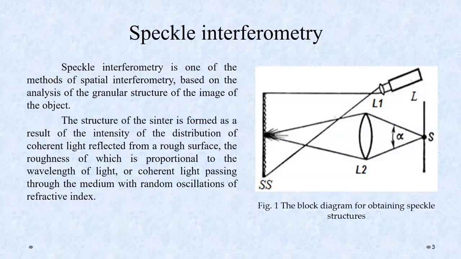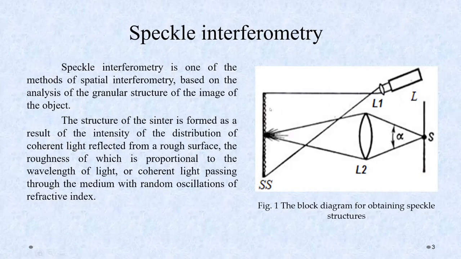Some information: speckle interferometry is one of the methods of spectral interferometry and is based on the analysis of the granular structure of the image of the object. Our blood has granules, it's our blood cells. So it's an object that we can use with this method. In this block diagram, you can see the principle of this method. We have our laser L, and the beam from this laser we focus by a lens and direct to our object. This object can be blood in our situation, or this method we can use not only for blood analyzing.